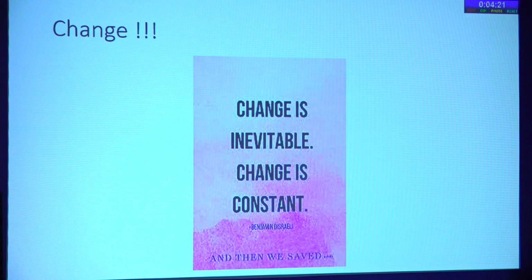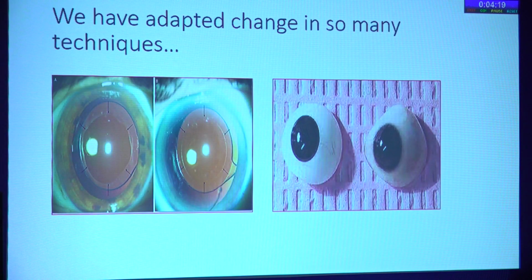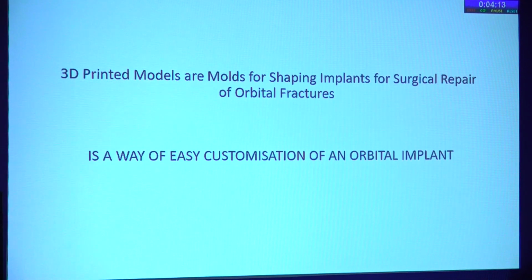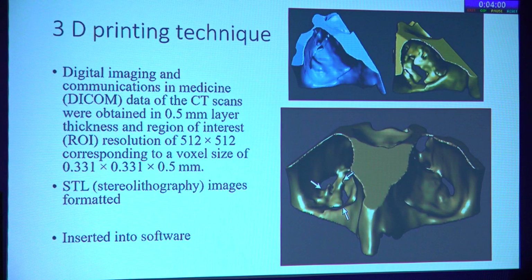the implant as well. Change is inevitable, and we have adapted to changes in so many things, and 3D printed models are one such change that has happened in orbital fractures. They are nothing but molds to shape the implants pre-operatively, and that shaped implant is sterilized and used in the OT. So it's just an easy way of customization of the implant.